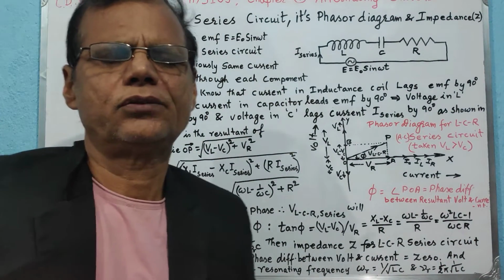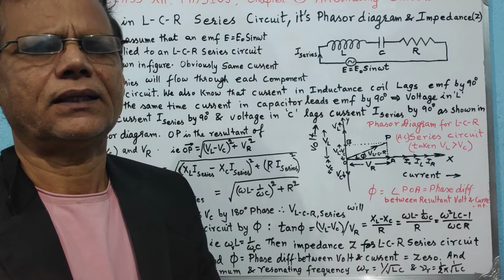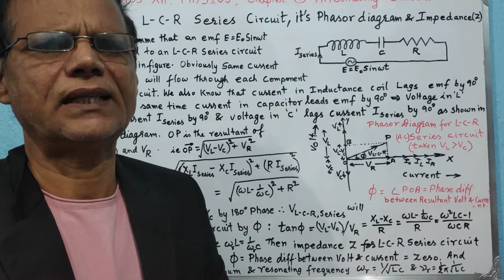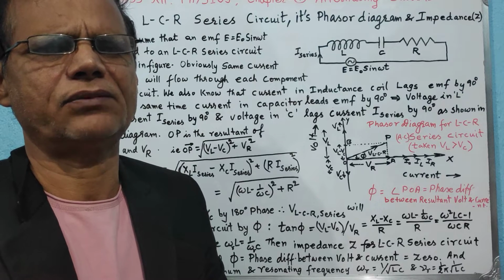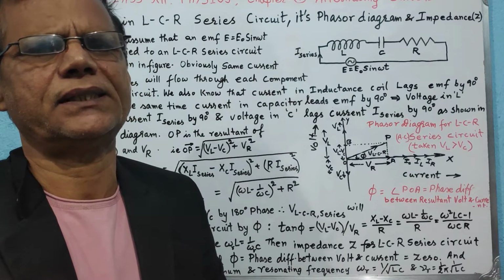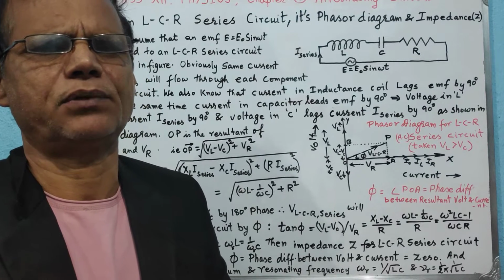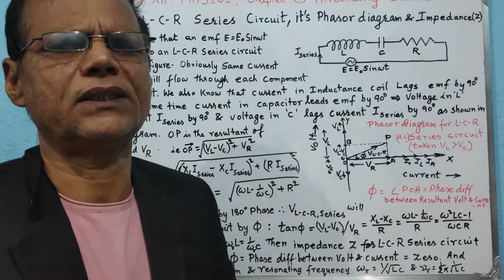Hello students, today we are going to talk about a very important topic, the AC current flowing through an LCR circuit, and for that situation what will be the impedance of this circuit and what will be the phase difference between the resultant potential difference across the circuit and the current flowing through the circuit.